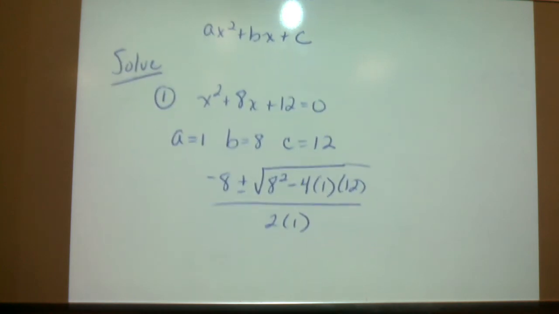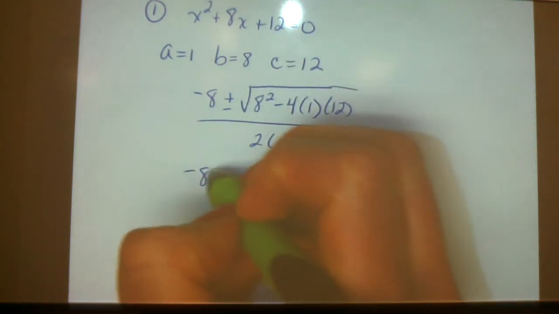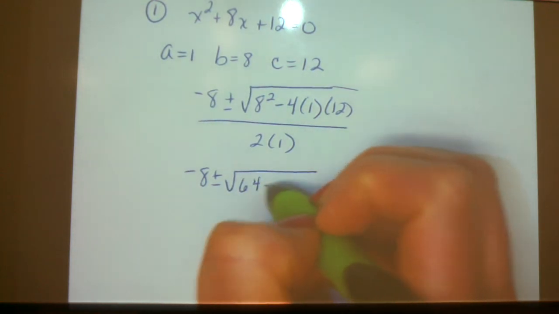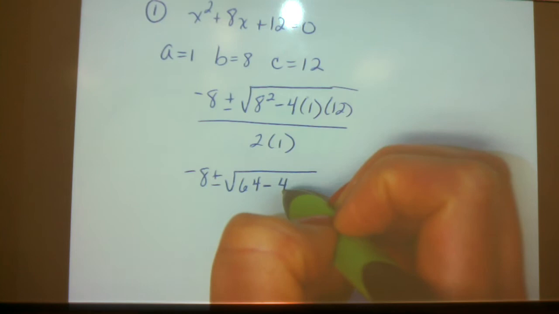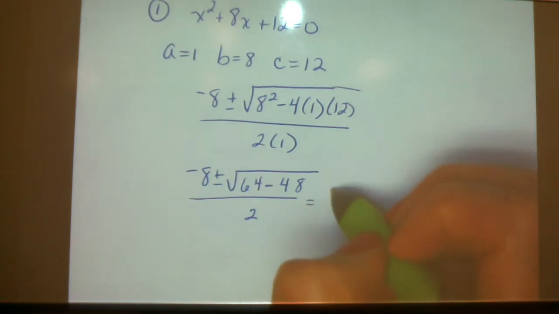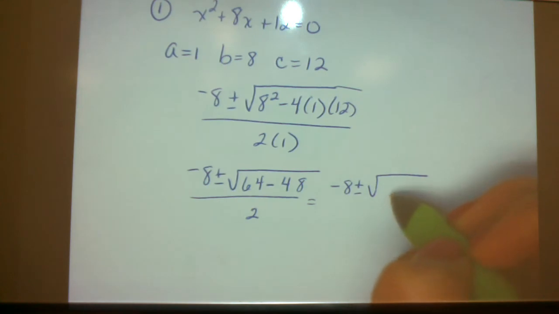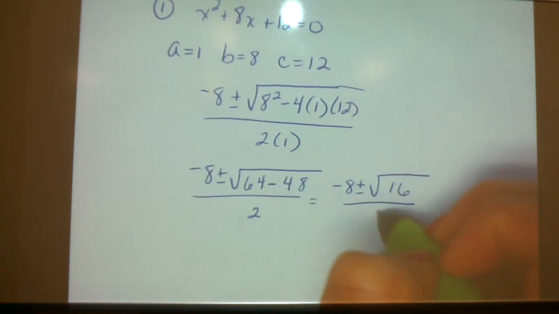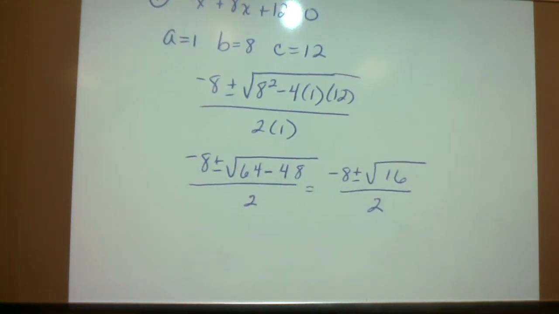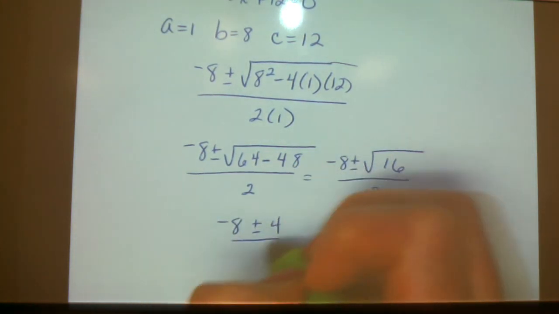Now let's do the work. We call this plug and chug. Substitute in the numbers, do the work. So I've got negative 8 plus or minus the square root of 64 minus 48 over 2. That's giving us negative 8 plus or minus the square root of 16 over 2. The square root of 16 is going to give us 4. So I have negative 8 plus or minus 4 over 2.